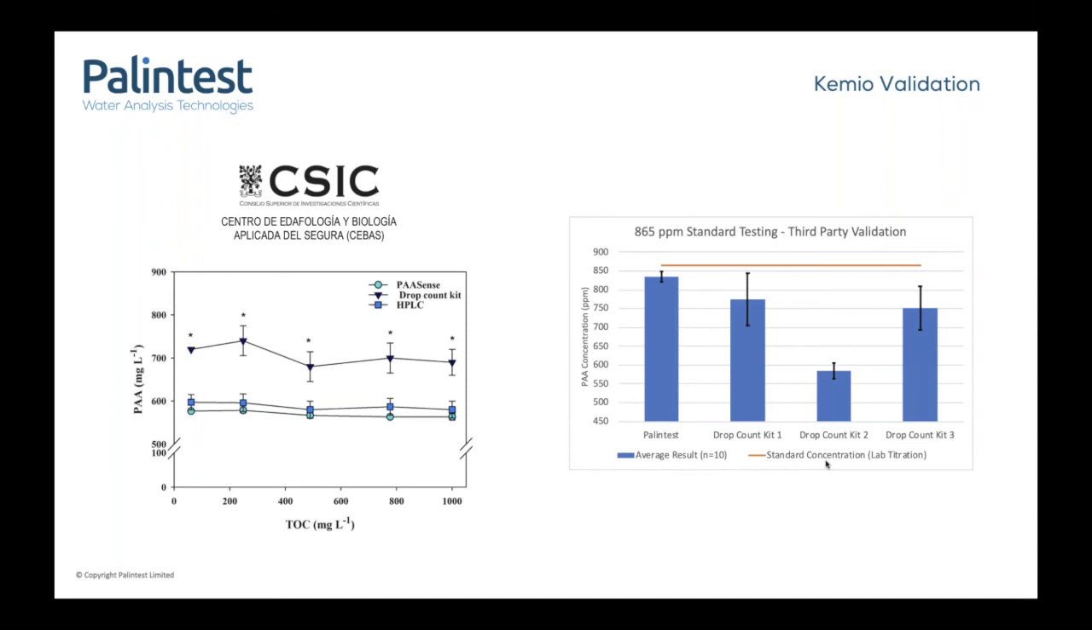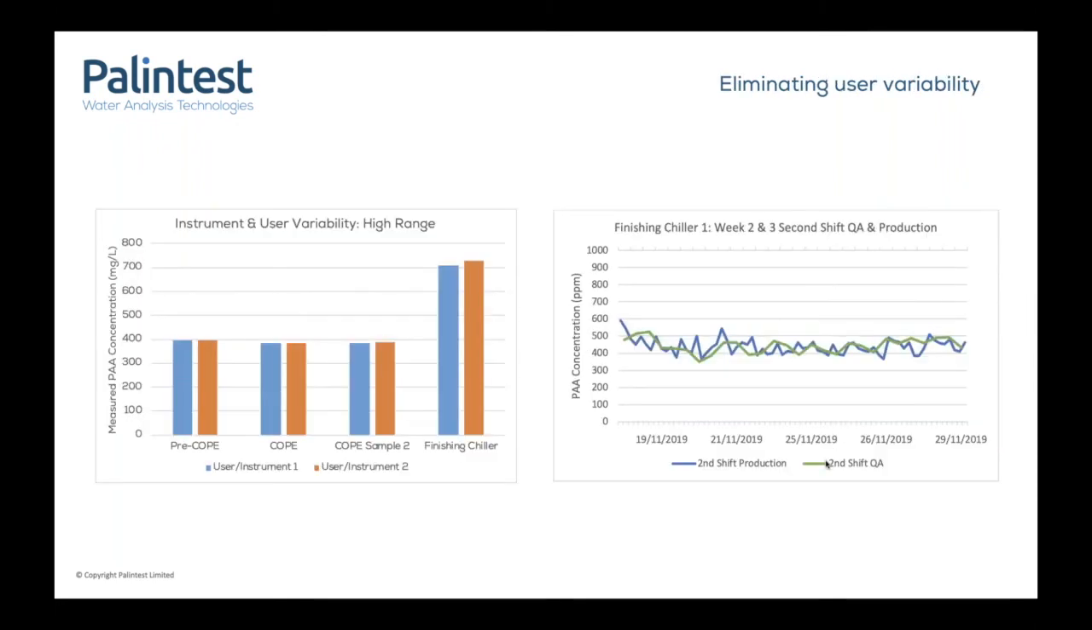We had 3 leading industry drop count kits, and all of them underreported, much worse than others, and they tended to have much greater variability from one test to the next as well. So that's the chemistry side. We can validate that we have made those chemical improvements, that we are more resistant to interferences and more resistant to underreporting. But how do we prove that we really have eliminated the technique dependency?